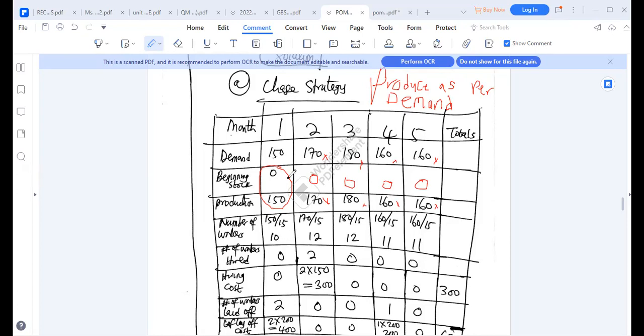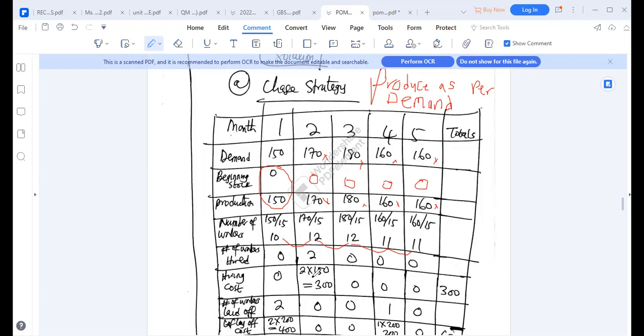Between month 1 and month 2, we hired 2 workers, because it has come back to 12. Between month 2 and month 3, we didn't hire or lay off, it's the same. Here we laid off 1. In month 4, we laid off 1. Here we didn't hire or lay off because we maintained the workforce between month 4 and 5. All right, so this is what we have concerning this chase strategy.